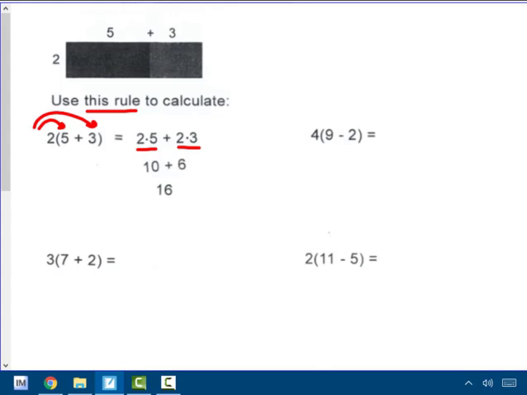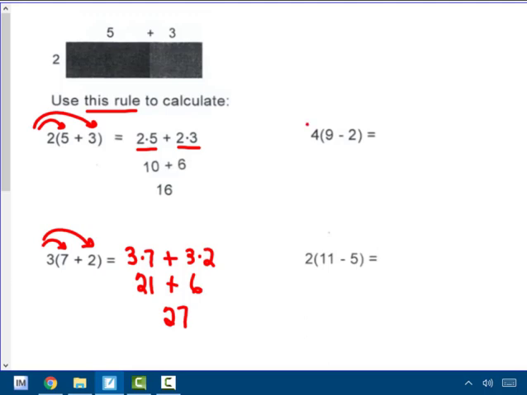Okay, let's do this one down here. So 3, and yes, I always draw the arrows as I'm doing the multiplication. This says 3 times 7 plus 3 times 2. Well, 3 times 7 is 21, and 3 times 2 is 6. And lastly, adding that together, my sum is 27.